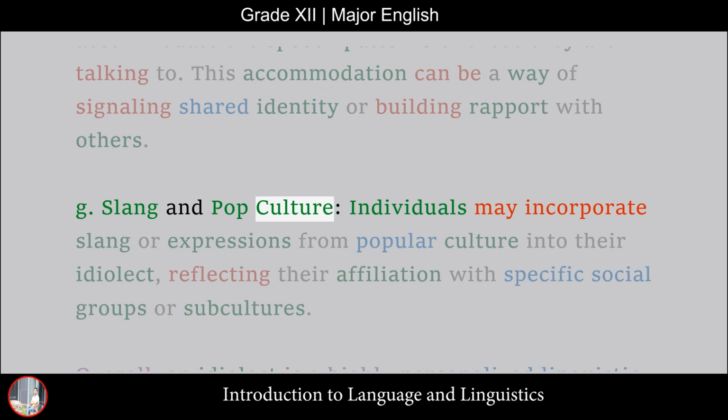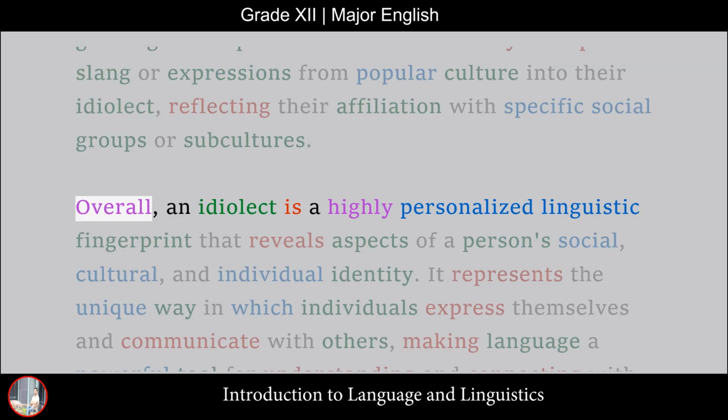G. Slang and pop culture. Individuals may incorporate slang or expressions from popular culture into their idiolect, reflecting their affiliation with specific social groups or subcultures. Overall, an idiolect is a highly personalized linguistic fingerprint that reveals aspects of a person's social, cultural, and individual identity.